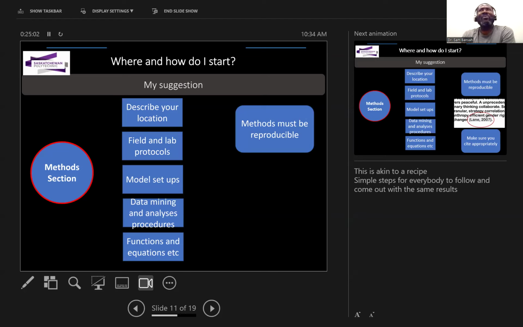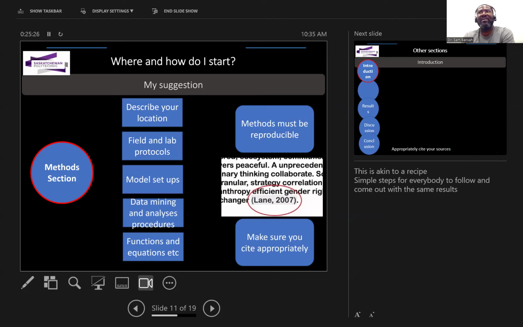A lot of times we see methods in manuscripts that have been submitted for review, and you don't even know what the person is doing. You read the methods and everything is all over the map. You can't follow any sequential steps. You don't see any sequence. You don't really understand what is going on. You want to avoid all of this.